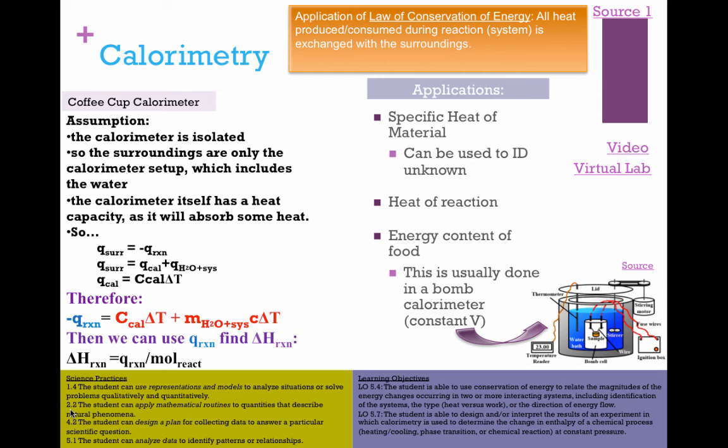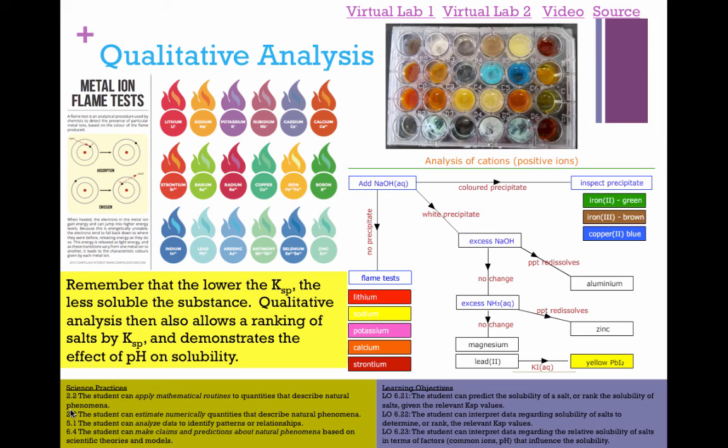But we do need to take into account the coffee cup calorimeter constant. So when we find Q reaction, it's actually C cal delta T plus MC delta T. And then the only difference between Q and delta H: Q is only joules, delta H you divide by the moles of reaction. Now, qualitative analysis. Not sure how much you have to know for this, but we'll do it.